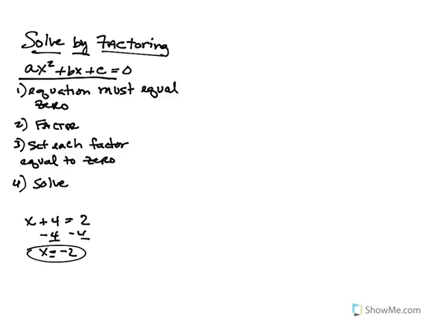So first we have to make sure that the equation is set equal to 0. So when you have a problem that you're going to have to solve by factoring, you want to make sure that the equation is always equal to 0. So here the equation is equal to 0. So you have to make sure it's equal to 0 because then you have to factor. So you're going to factor what we have on the left side. So we have 5x squared plus 7x plus 2.